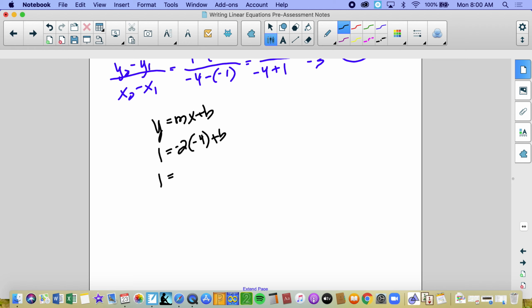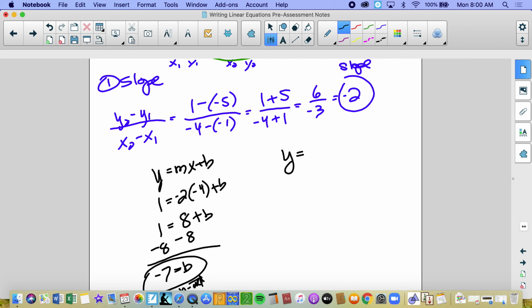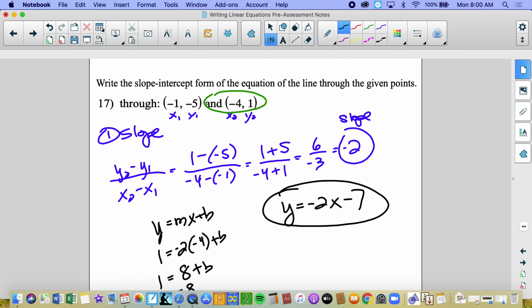Let's simplify. Negative 2 times negative 4 is positive 8. Let's isolate b by getting rid of the positive 8. We subtract 8. That gives me negative 7. That's going to be my y-intercept. So my equation is going to be y equals, my slope is negative 2x minus 7. That would be the answer, no matter what point you use, whether you use x sub 1, y sub 1, or x sub 2, y sub 2.